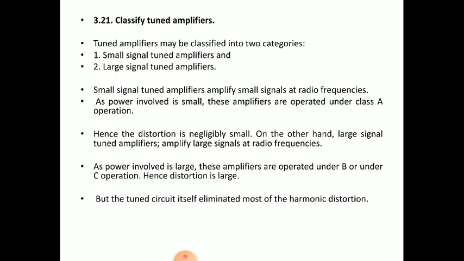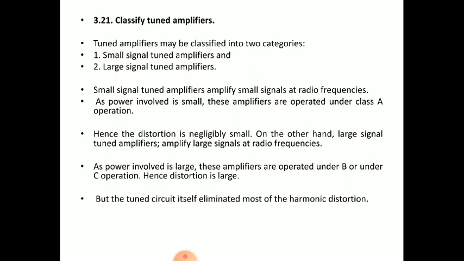For the large signal amplifiers, the efficiency should be high, because less power has to be wasted and less power dissipation is also there. So we go for class B operation, in which theta, the conduction angle, is only 180 degrees, that is either the positive half cycle or the negative half cycle. But the tuned circuit itself eliminates most of the harmonic distortion.